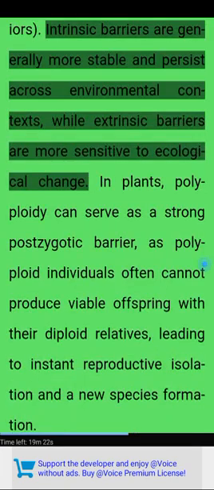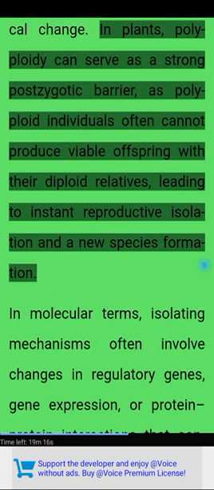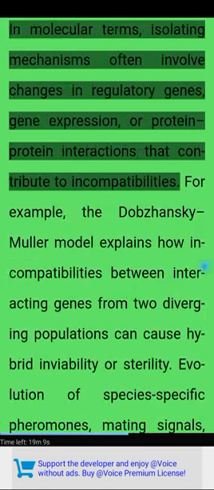Isolating barriers can be either intrinsic, based on genetic or physiological incompatibilities, or extrinsic, due to ecological differences or behaviors. Intrinsic barriers are generally more stable and persist across environmental contexts, while extrinsic barriers are more sensitive to ecological change. In plants, polyploidy can serve as a strong postzygotic barrier, as polyploid individuals often cannot produce viable offspring with their diploid relatives, leading to instant reproductive isolation and a new species formation.